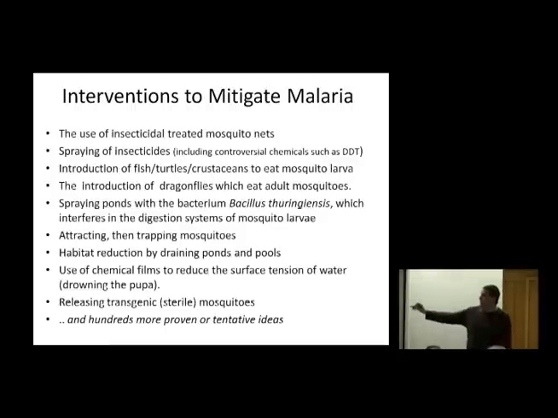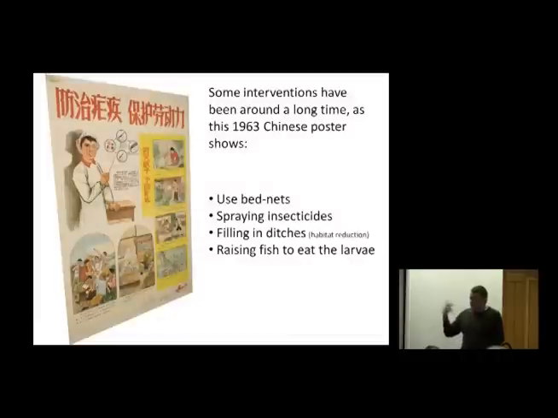You can also spray chemicals to kill adult mosquitoes. You can find all the local ponds and lakes with slimy water, and you can fill them in. And if you can't fill them in, you can toss in fish or special frogs or crustaceans that actually will eat the mosquito larva. What else can you do? You can spray chemical fields, you can release sterile mosquitoes, and so on and so forth. So these are some basic ideas. There are hundreds of ideas to actually reduce malaria and mosquitoes, and they can be quite effective.